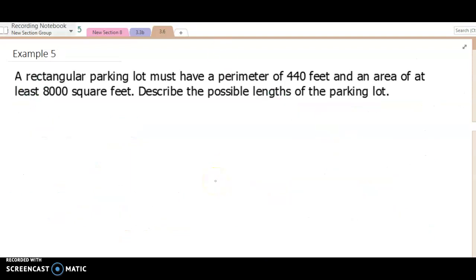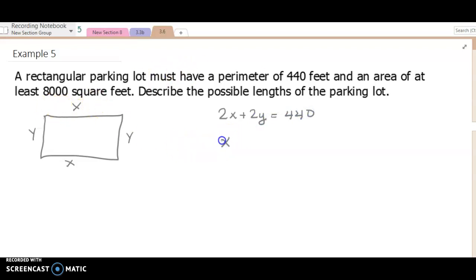All right, let's look at example 5 now. It says a rectangular parking lot must have a perimeter of 440 feet and an area of at least 8,000 square feet. Okay, so it's rectangular. If it's rectangular, I know these sides are the same and these sides are the same. And I know that the perimeter has to be equal to 440. So 2x plus 2y equals 440. And the area, which I find by just x times y, has to be greater than or equal to 8,000.